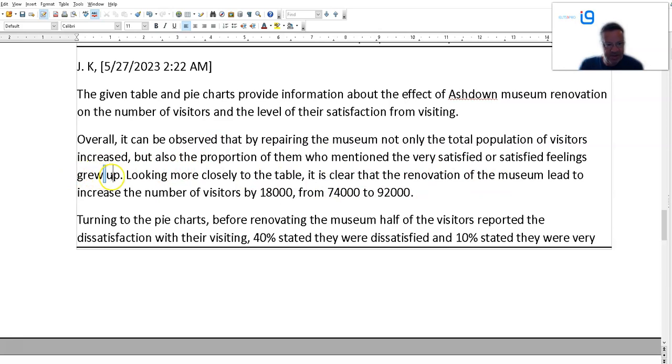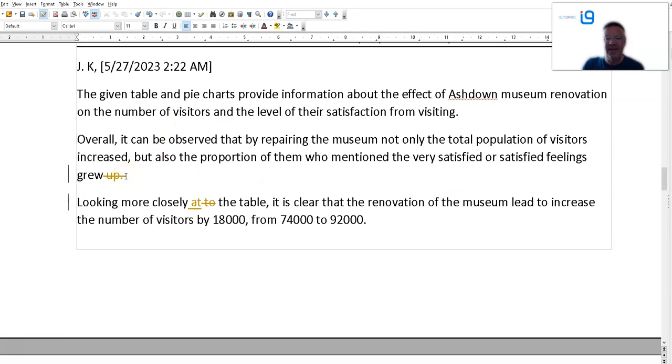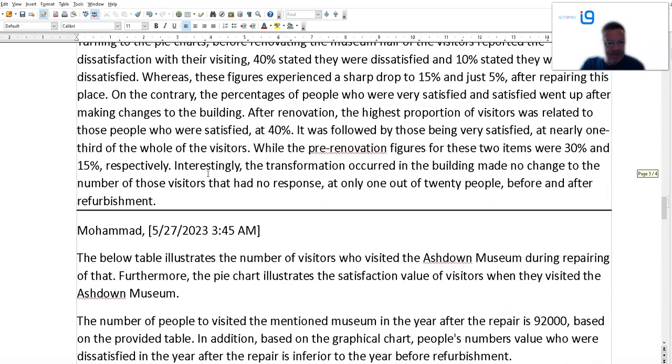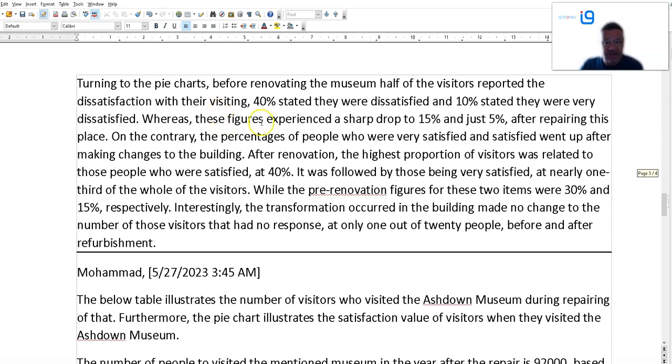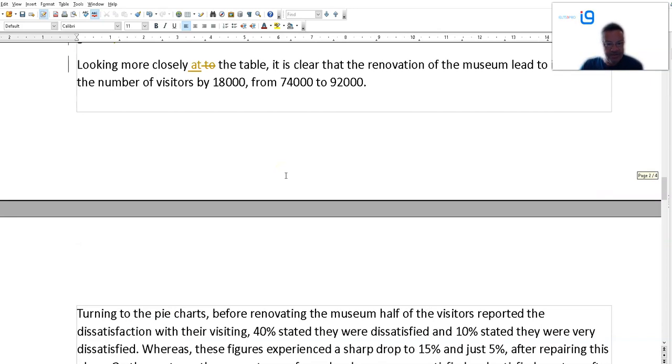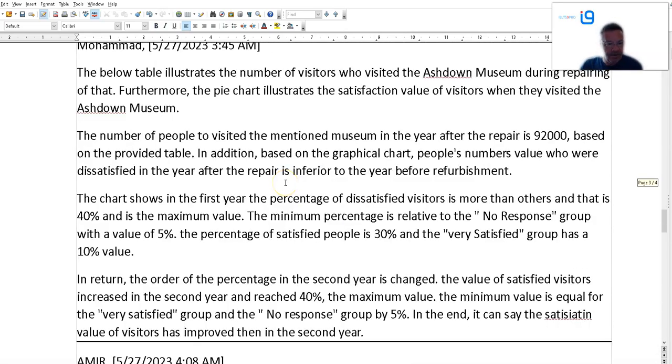Things grew up or simply grew. More closely at the table. The renovation led to increase the numbers by 18,000. Okay. Now, you don't usually put figures in the overview. You don't need it. It's just what's the key trends and features. So, if you do it in that way, that's better. And then turning to the pie charts, dissatisfaction 40%, figures experienced a sharp drop. Okay. Transfers went up, renovation made no change, and response. Yeah, okay, well that's not bad. That's not too bad at all. Okay, yeah, not too bad. I think that's the best one so far.